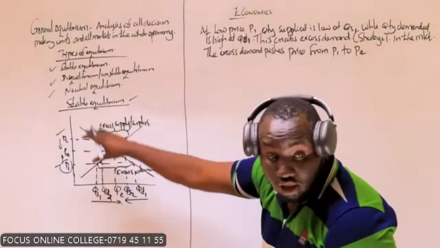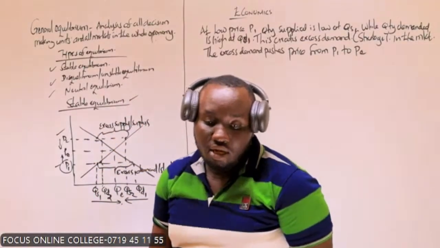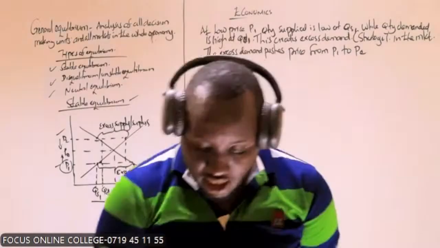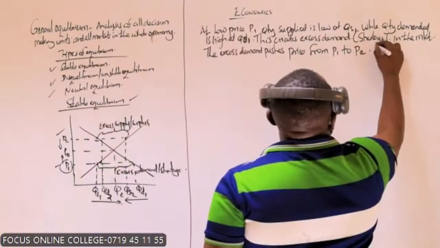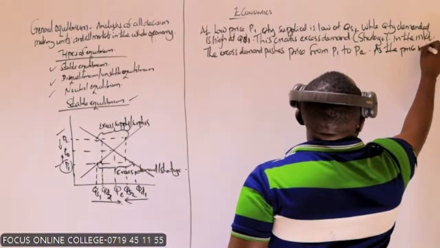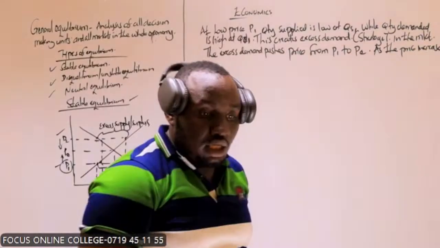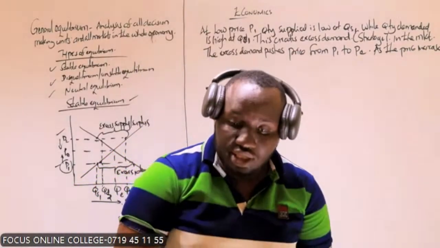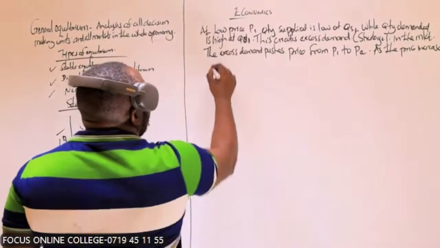So I want to talk about the significance of being a resident. It pushes the price from P1 to P, and as the price increases, we start with individuals. If we have a resident, we know that the price is increasing and quantity supplied increases.